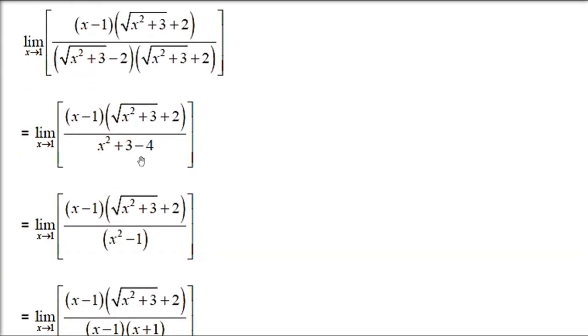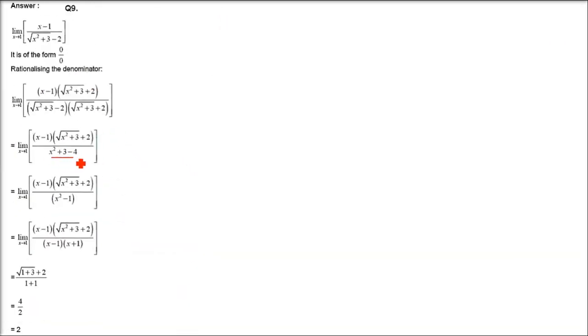Now this x square plus 3 minus 4, which we wrote as x square minus 1, we can write as x minus 1 times x plus 1 in the denominator. Okay. So this x minus 1 gets cancelled. Now whatever is in the numerator or denominator, you put x as 1. So you have 1 plus 3 under root, that is √4 is 2. 2 plus 2 is 4. And you have 2 in the denominator, 1 plus 1, 2. So 4 by 2, that is 2.